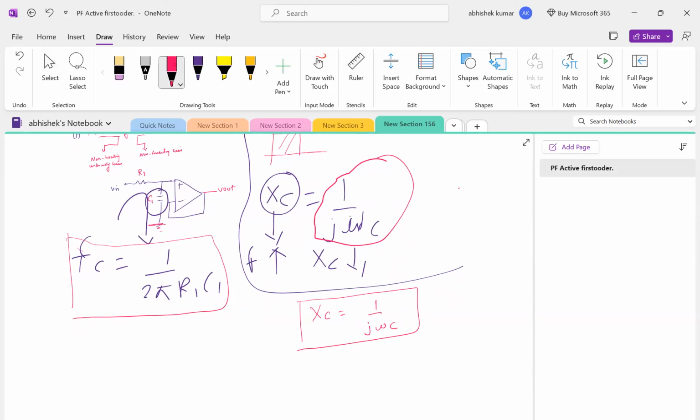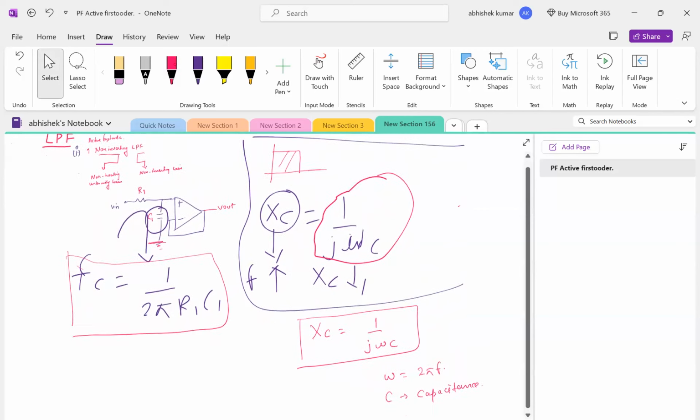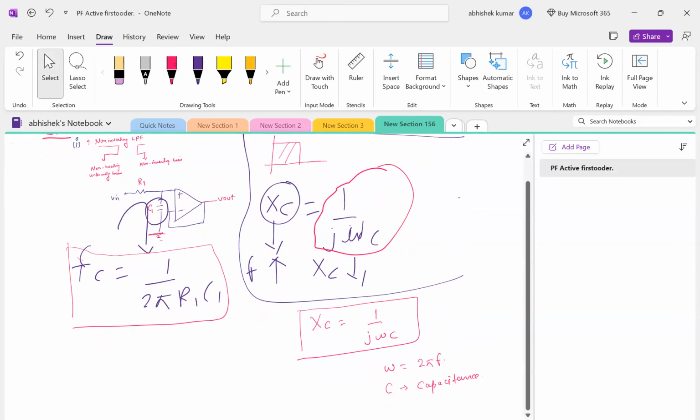And omega is the frequency, and C is the capacitance. Omega is the frequency in radians, that is 2 pi f. It is the same thing there. Omega is just 2 pi f, frequency in radians.